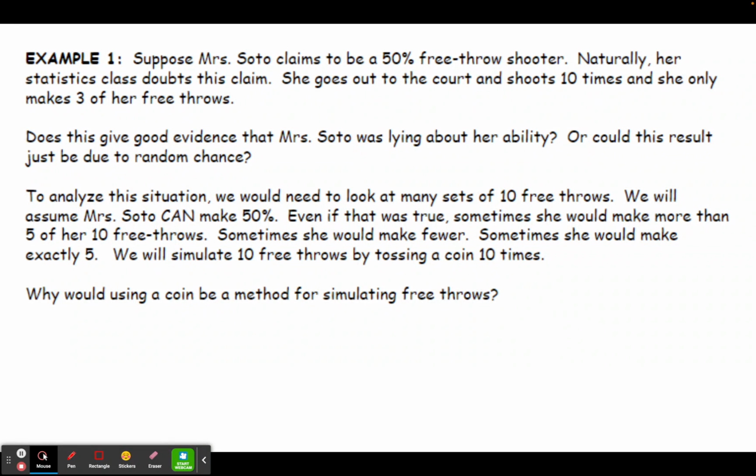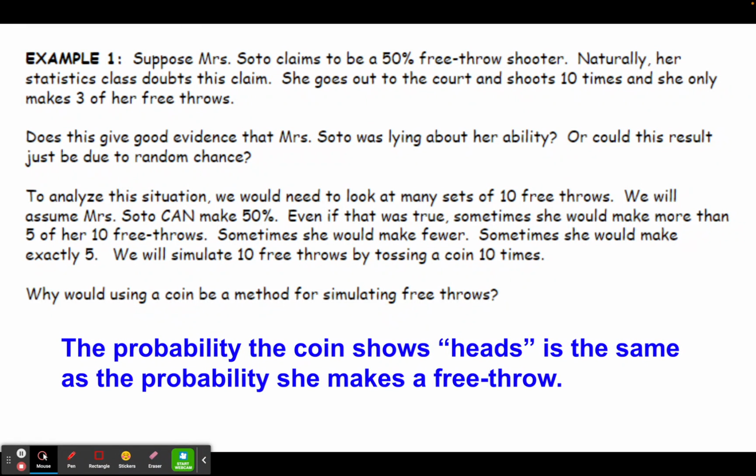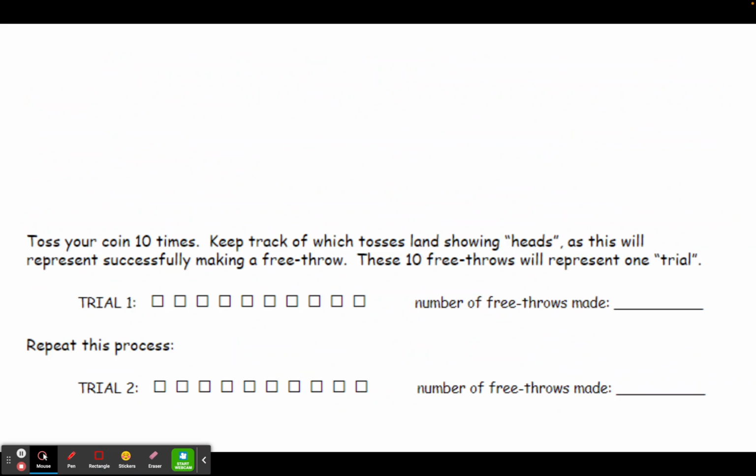Now, in this case, we're going to use a coin to simulate free throws. The reason we're using a coin is because a coin is 50-50 heads and tails. So the probability that the coin lands showing heads is the same as the probability that she would make a free throw. So if you have a coin at home, what you're going to do is toss your coin 10 times. And we're going to keep track of how many times the tosses land showing heads, as this would represent successfully making a free throw. So you're going to do 10 coin tosses, and those 10 tosses will represent one trial.